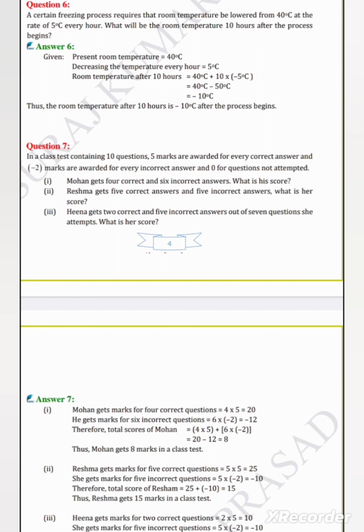So let's write the given process. Present room temperature is equal to 40 degrees Celsius, and the decrease in temperature every hour is equal to 5 degrees Celsius. Room temperature after 10 hours is equal to plus 40 degrees Celsius plus 10 into minus 5. 10 into minus 5 is minus 50 degrees Celsius. So 40 degrees Celsius minus 50 degrees Celsius is minus 10 degrees Celsius. Thus the room temperature after 10 hours is equal to minus 10 degrees Celsius after the process begins.